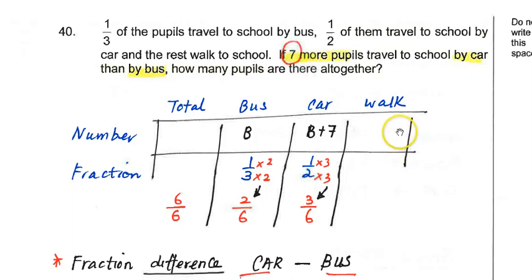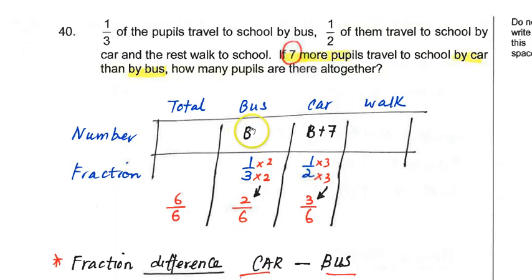Now this is slightly different. It does not give you exactly which number it is. It gives you 7 more pupils. 7 more pupils travel to school by car than by bus. Okay, now take a look at this. Try to understand. This is B.